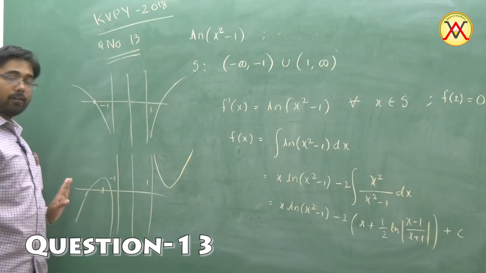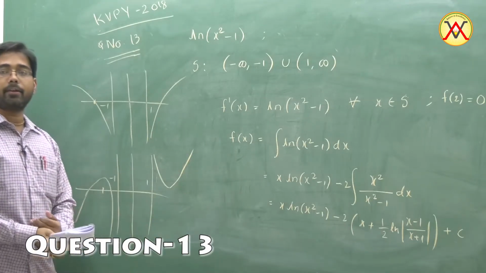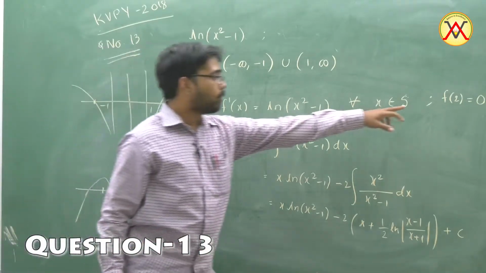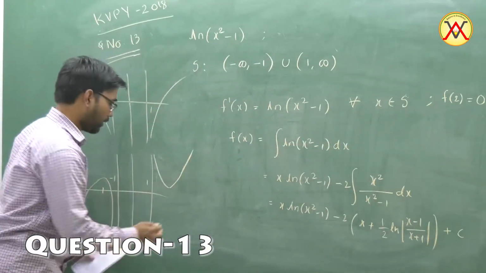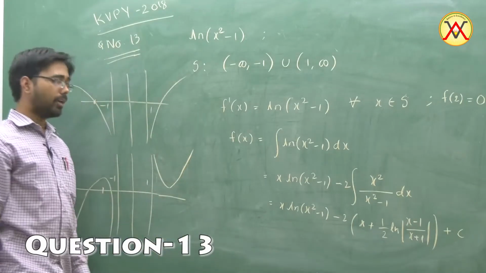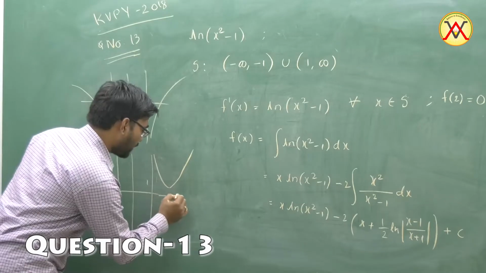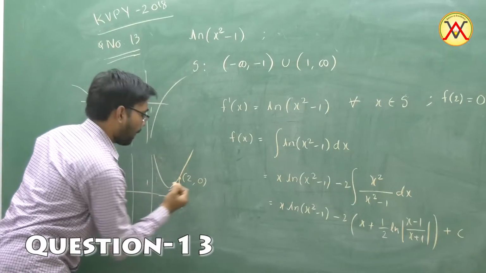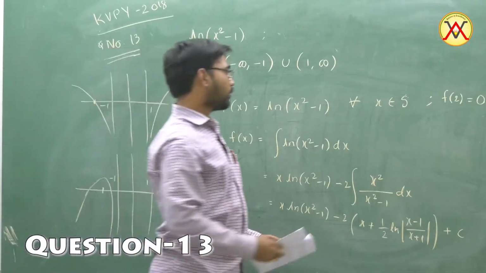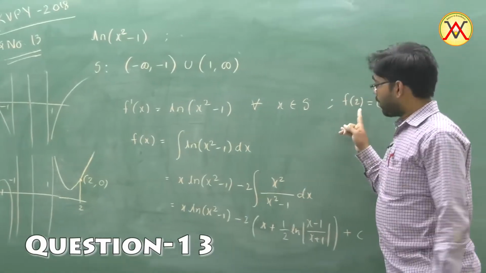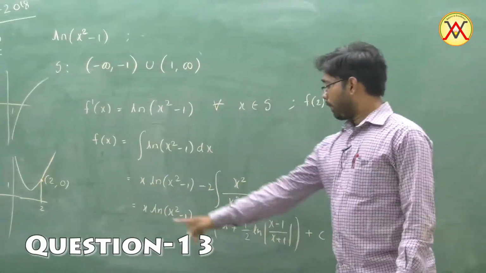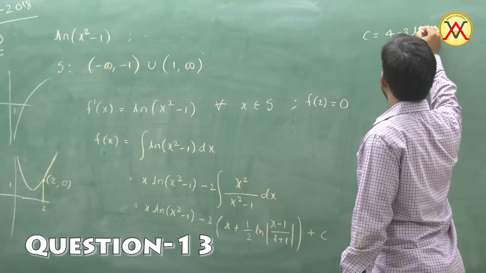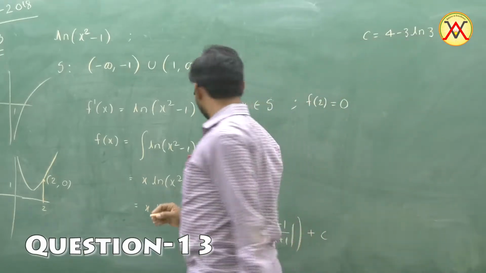One branch is on the left side of minus 1 and the other branch is on the right side of plus 1. So now we have been given a condition that f of 2 is 0. That means this branch has to satisfy the condition that f of 2 must be 0. Let us say 2. So this point should be 2 comma 0. F of 2 must be 0. So if we put x equal to 2 and f of x value 0, we'll get c. We'll get c is equals to 4 minus 3 ln 3 using this condition.